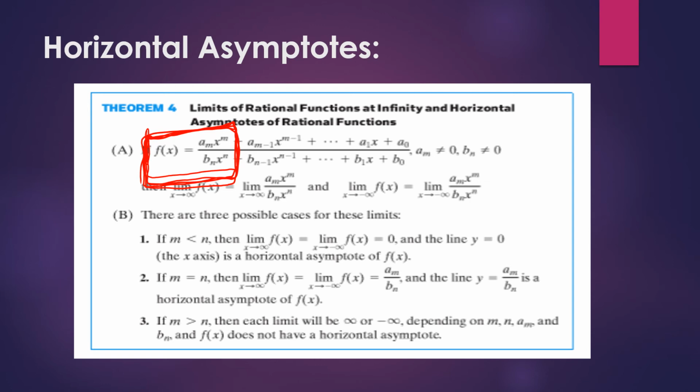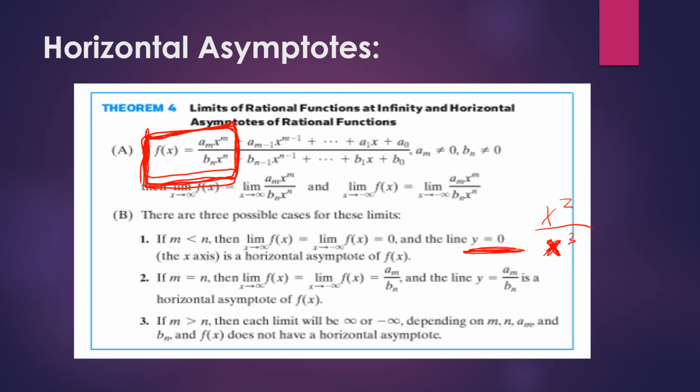So they say there are three possible cases. Oh, they're going in the opposite way. They say if m is smaller than n, so if the degree in the numerator is smaller than the degree in the denominator, then we say that there is a horizontal asymptote at y equals 0. This would be something like x squared over x cubed. 2 is less than 3. Therefore, as x approaches infinity or negative infinity, we are going to get 0.